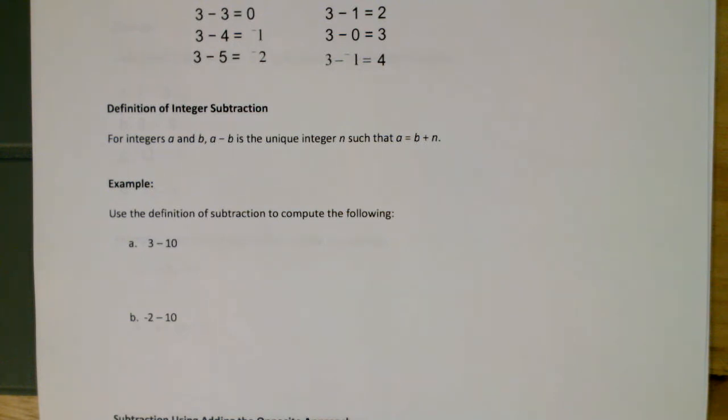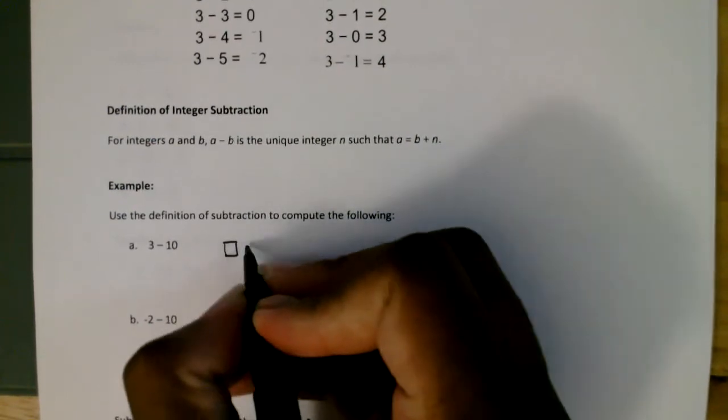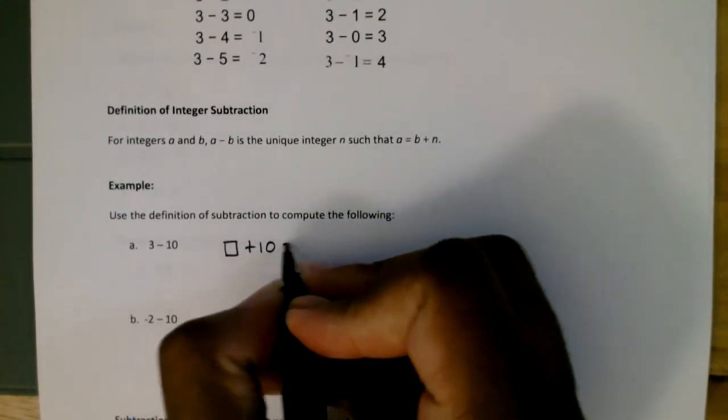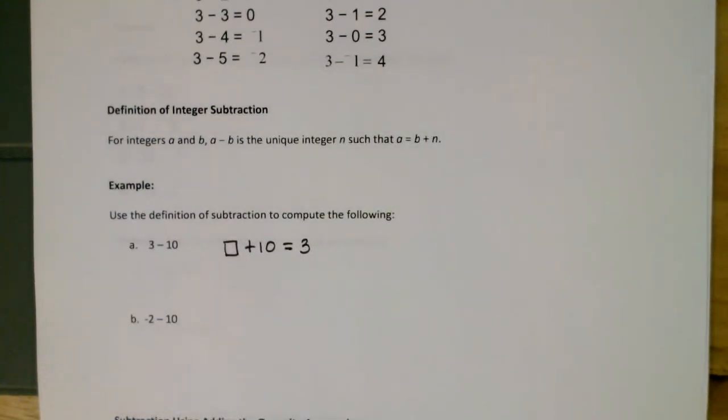Let's use that definition of subtraction to compute the following. 3 minus 10. So that means I need some number added to 10 that would give us 3.